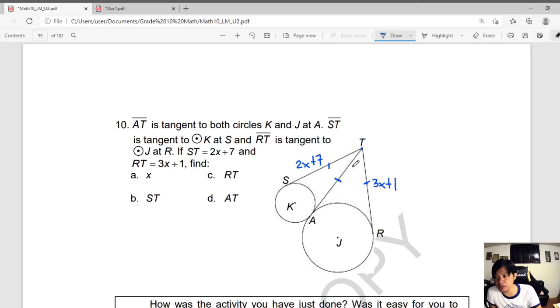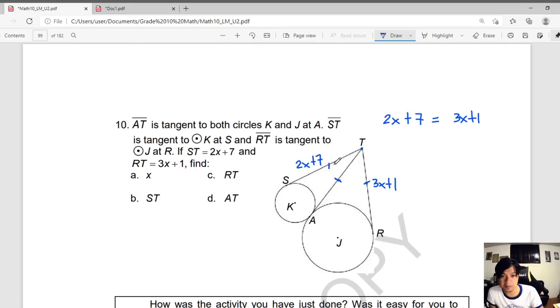This is Theorem number 3 about tangent lines. It says that when two tangent lines meet at a common point outside of the circle, they are congruent. So, all of these are congruent. Since these two lines, 2x plus 7 and 3x plus 1, are congruent, we can equate the two, because their measures are the same. So our equation will be 2x plus 7 equals 3x plus 1, because their measures are the same. They are congruent, so they are equal.